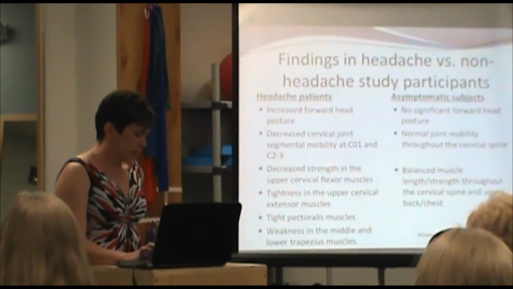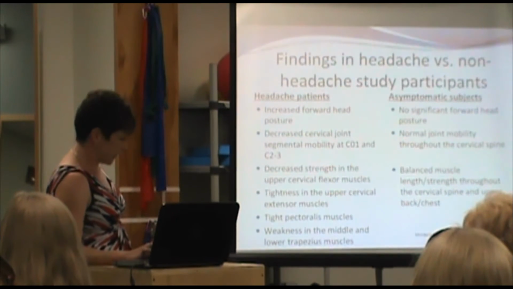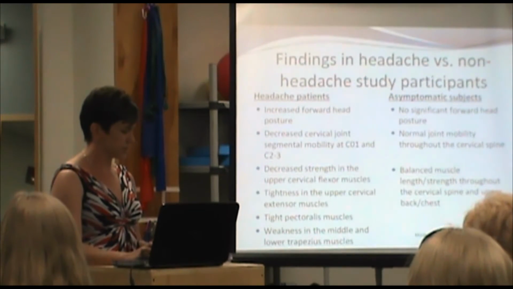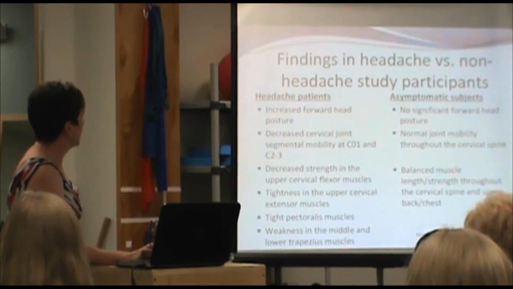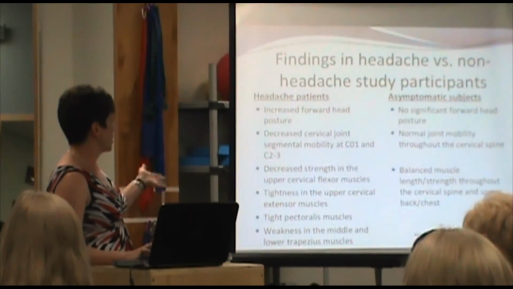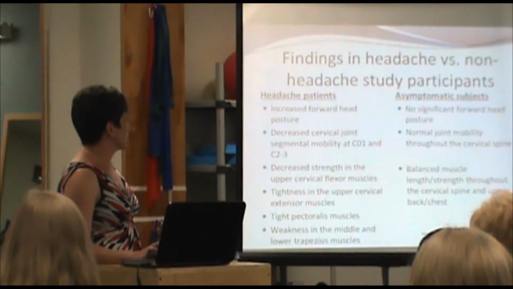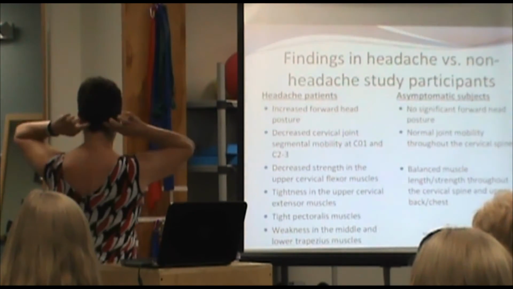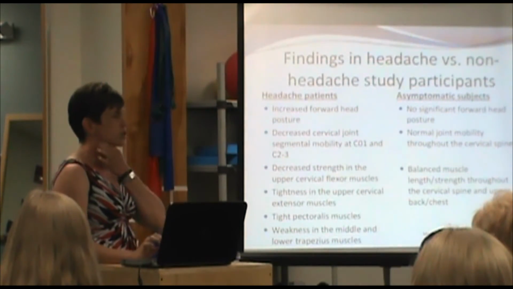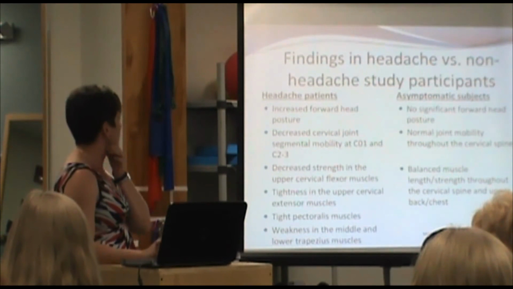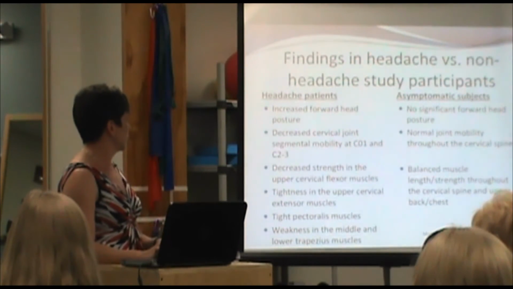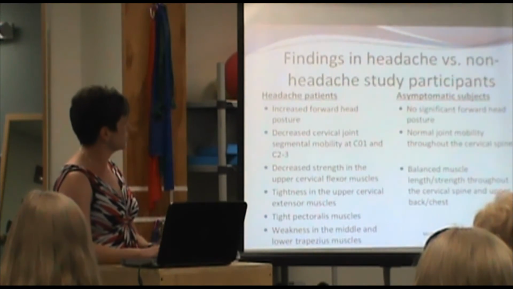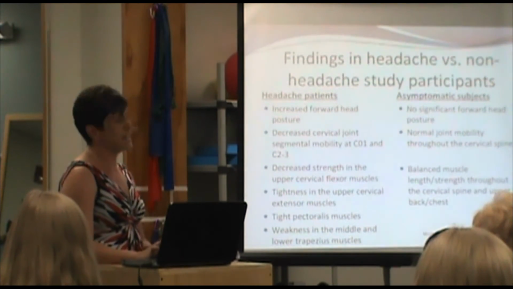In a study published in Modern Manual Therapy in 1994, 30 patients with headaches and 30 control subjects were studied with regards to posture and musculoskeletal biomechanical changes. In that study, Watson found pretty much the things we've been talking about. The headache patients were consistently found to have increased forward head posture, decreased joint mobility at those top segments, decreased strength in the deep flexor muscles of the neck, tightness in the upper cervical extensor muscles and the pectoralis muscles, and weakness in the middle and lower trapezius muscles, while the asymptomatic subjects did not show those findings.